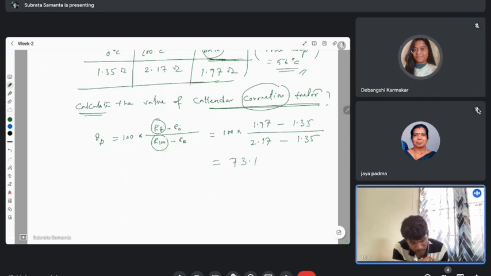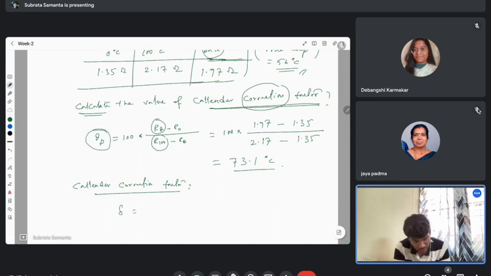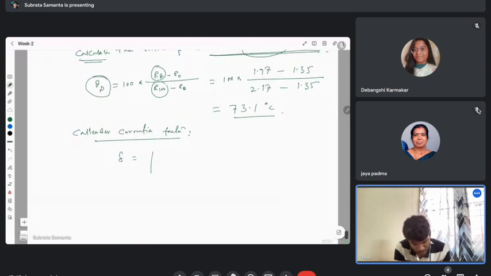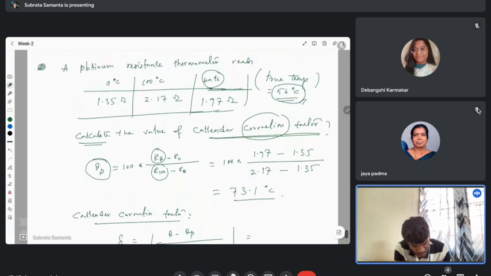Yeah, 73.1 degrees centigrade, right? So then actually corrects, and so now the Callendar correction factor. The Callendar correction factor is delta. This is your calculated estimate, and your true temperature, let's say 56 degrees centigrade, right? So the Callendar correction factor delta is the modulus of theta minus theta p, by theta by 100, the whole square, minus theta by 100. So this is theta p, and you know that theta is the true temperature. The true temperature of the bath is 56 degrees centigrade.